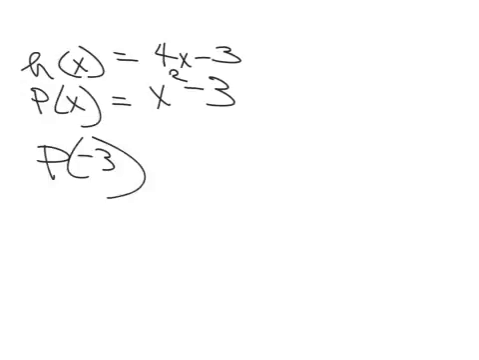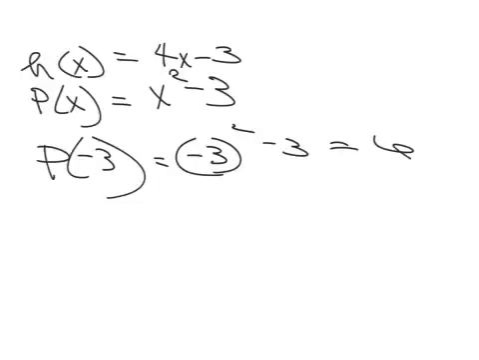Okay, what that means is we look at the equations here. We have two equations. We look at the one with the p. We just throw this one out. It's not asking anything about h. So we just look at this one. And it says whenever we see an x, we're going to put a negative 3 in its place. Okay, so 9 minus 3 is going to equal 6.